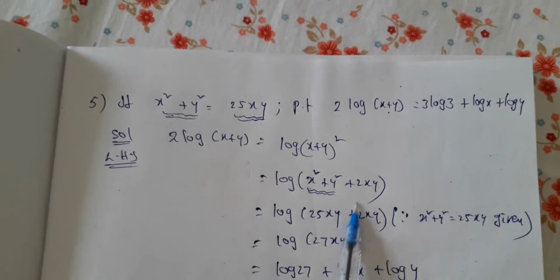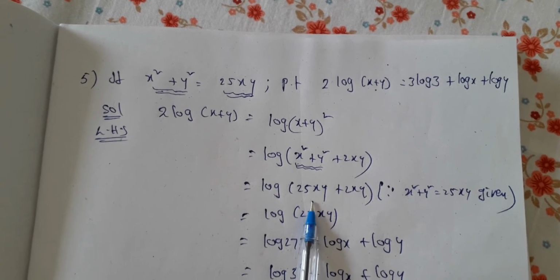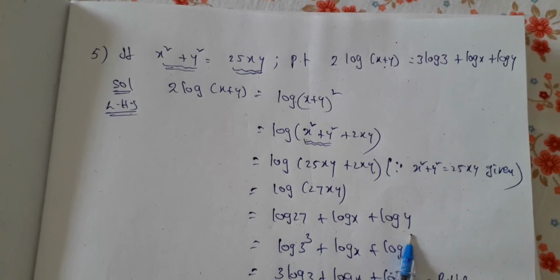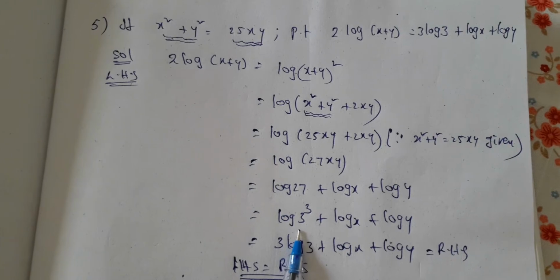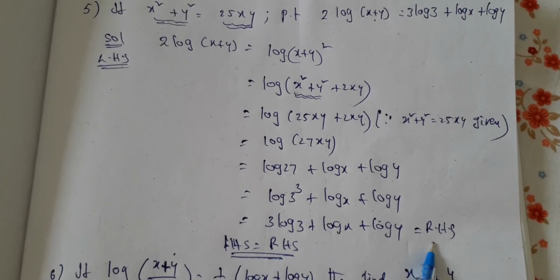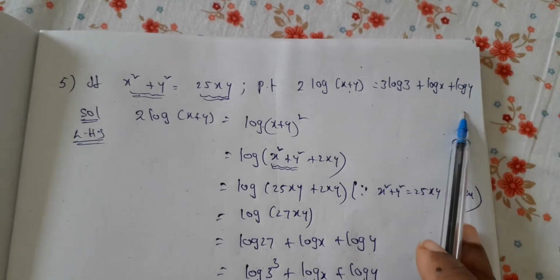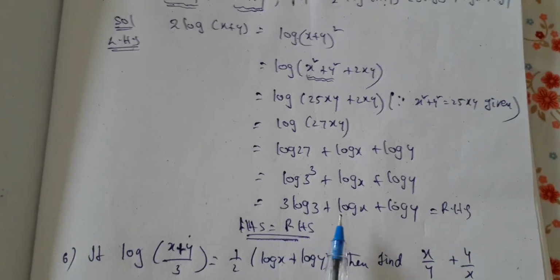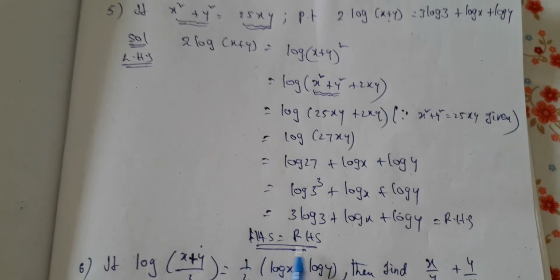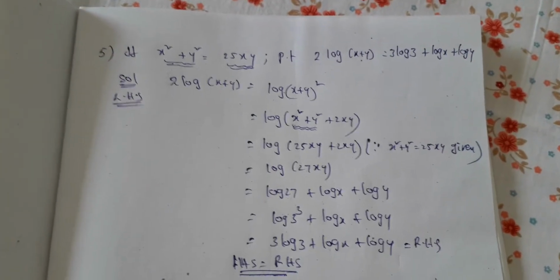Writing it in the expanded form, substituting the given value, and then expanding the logarithm, and then finally taking it into the powers. And then the final answer is RHS. What is RHS? 3 log 3 plus log x plus log y. We got it. 3 log 3 plus log x plus log y. So LHS is equal to RHS. Right, children? Very, very easy if you can see it.